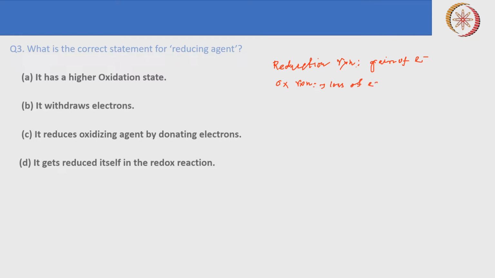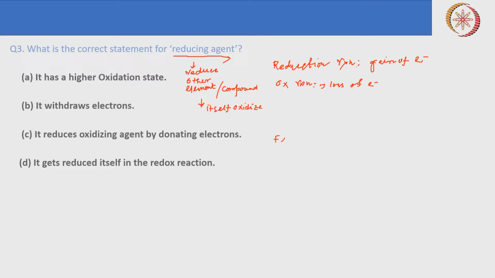Okay, so now I get to the reducing agent. Basically the reducing agent means one that is going to reduce some other element or compound, and itself gets oxidized.